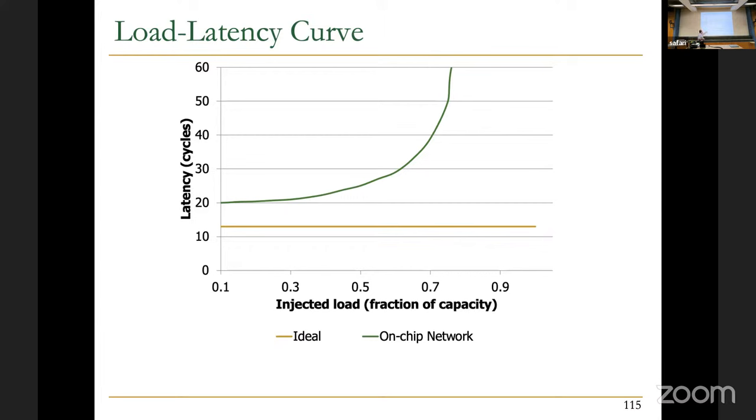The x-axis is the injected load as a fraction of capacity. Basically, you need to define the load somehow. One way of defining it is the number of flits per cycle to the network, or the number of flits or packets per cycle per node. There could be many ways of defining injection load. And the y-axis is the latency in cycles.